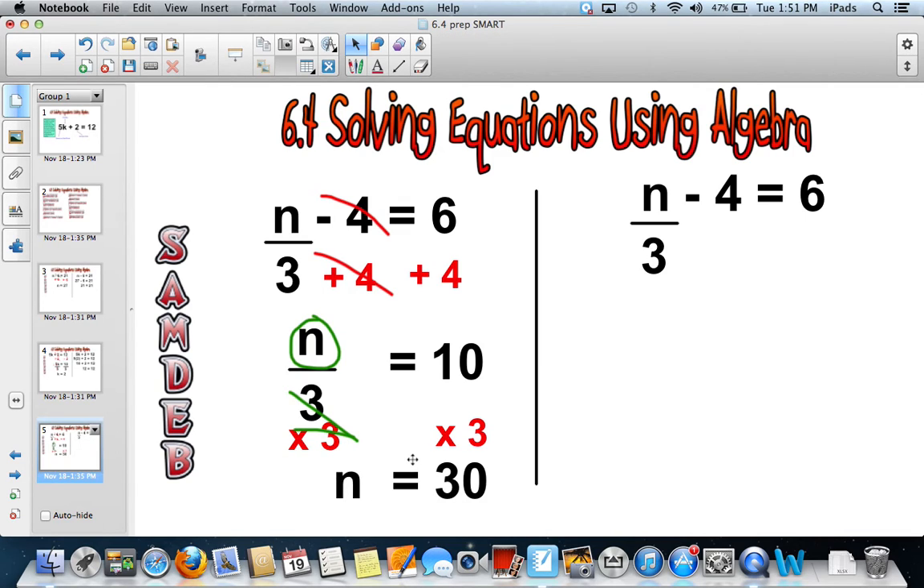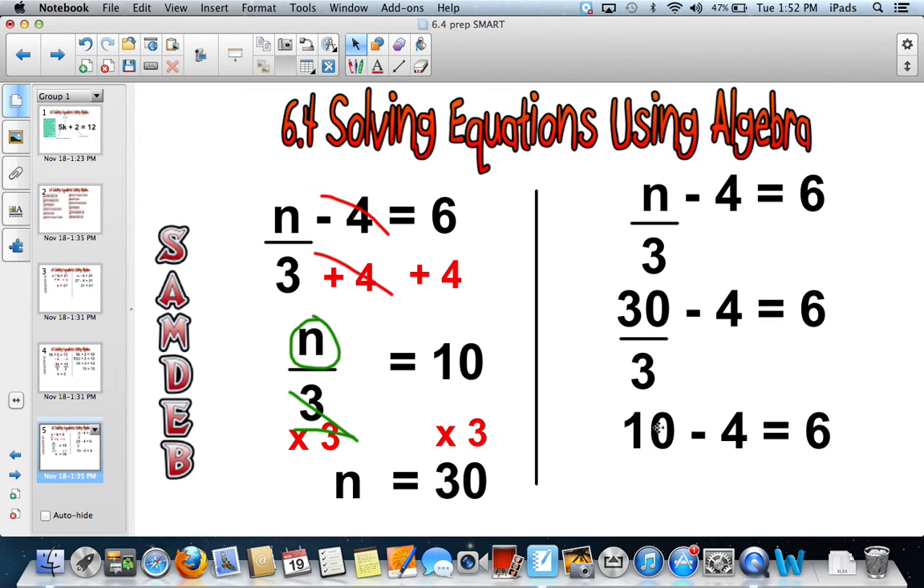And now to check and see if we're right, we're going to come over to the other equation. We're going to substitute our n with 30. And that gives us 30 divided by 3 minus 4 equals 6. So we're going to do our division first. 30 divided by 3 equals 10. And 10 minus 4 is 6. And 6 is equal to 6. So we're right again.